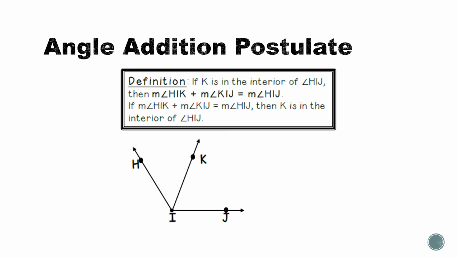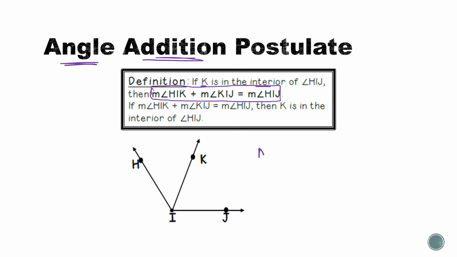So what does this mean? Well, first we're talking about an angle and we're thinking addition. So if you can put that together, it sounds like we're going to add angles together. The definition of this postulate is: if K is in the interior of angle HIJ, then this box right here that I'm drawing is what I'm going to have you rewrite to the side.